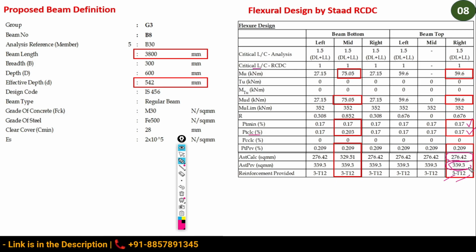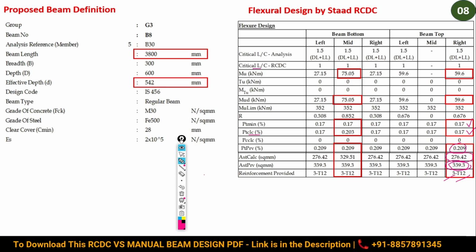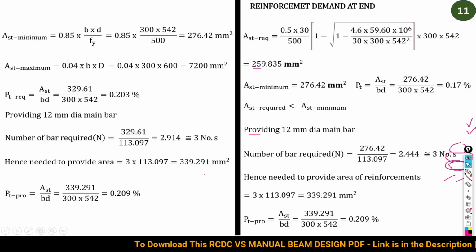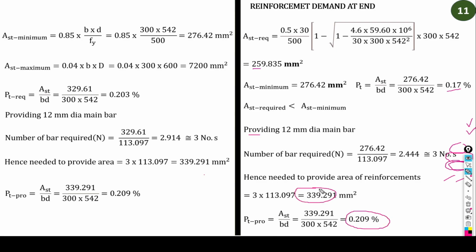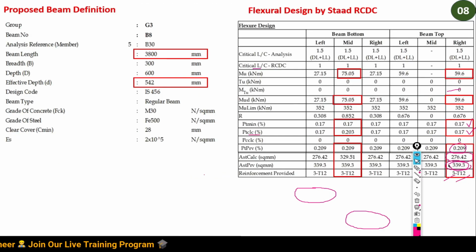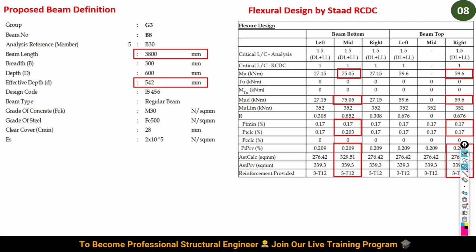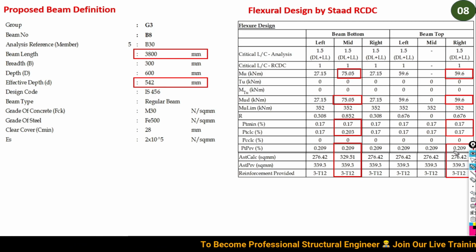If you calculate the percentage of it, that is going to become 0.209, and everything matches with our calculation. If you remember, 0.17 minimum, and finally provided 0.209. So overall, the area of the reinforcement provided is 339 at the end. Let me show you again. 339, here at the end also they have provided by the RCDC, right? So overall, I am going to conclude that the flexural design by STAAD RCDC as well as your manual calculations are matching. There is no difference.